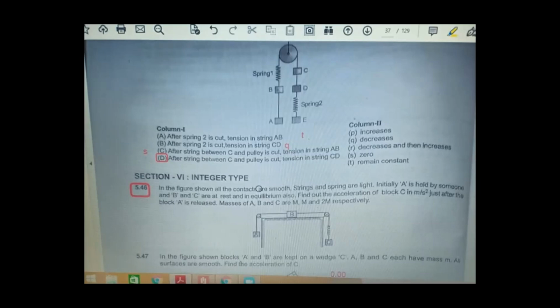So the combined block C and D, it starts coming down with an acceleration of how much? 1.5 g. The combined block E and B starts coming down with g. Whereas what about the acceleration of the block E just at that moment?